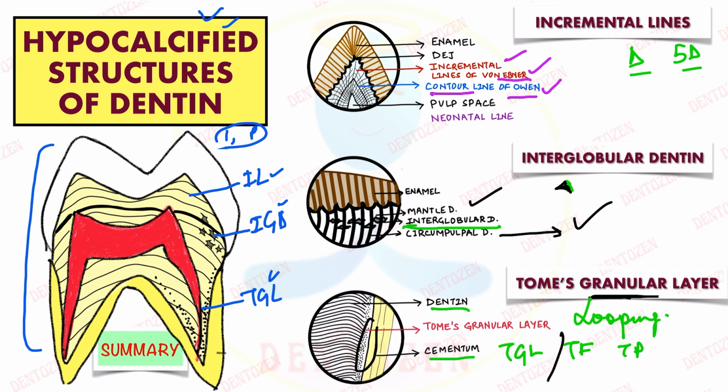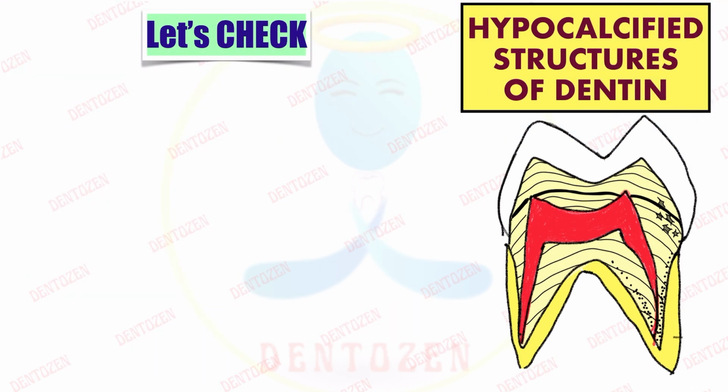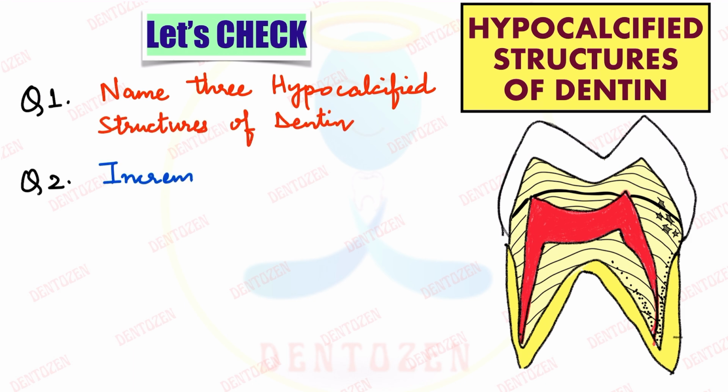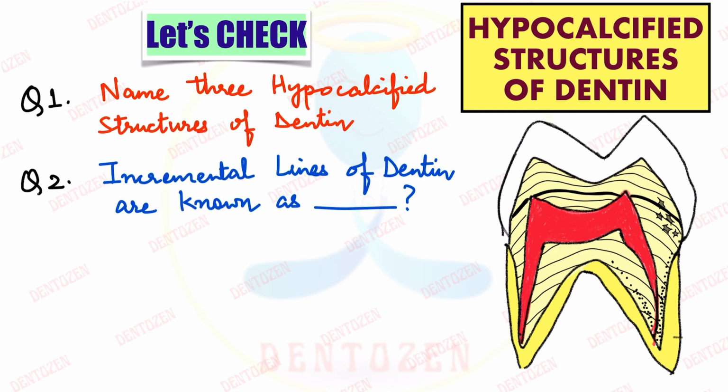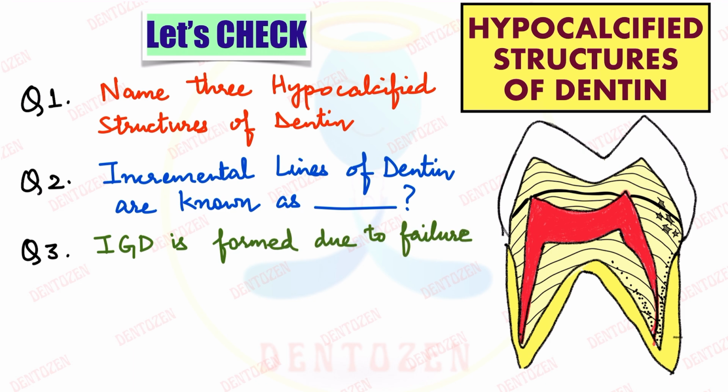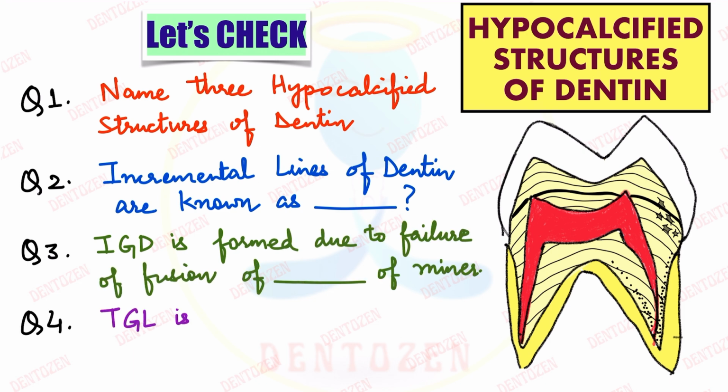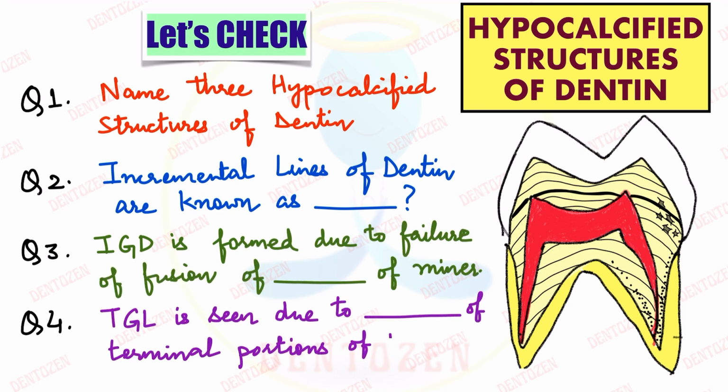So that is the summary, and let's see what have you learned. So name three hypocalcified structures of dentin. Then incremental lines of dentin are known as. Then the interglobular dentin is formed due to failure of fusion of dash of minerals, and Tom's granular layer is seen due to dash of the terminal portions of dentinal tubules.